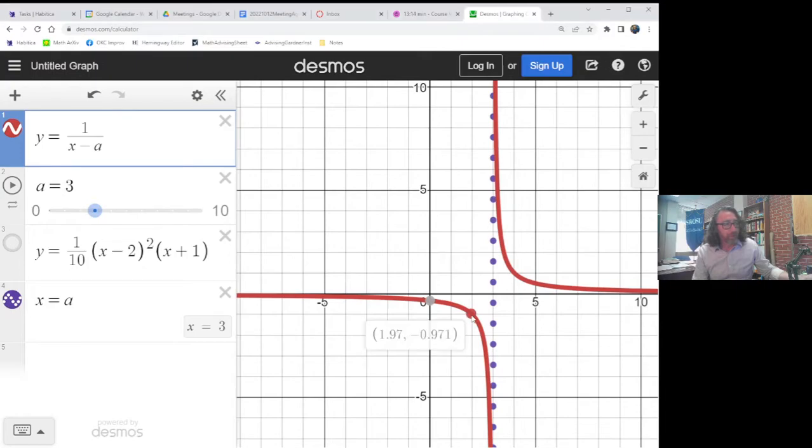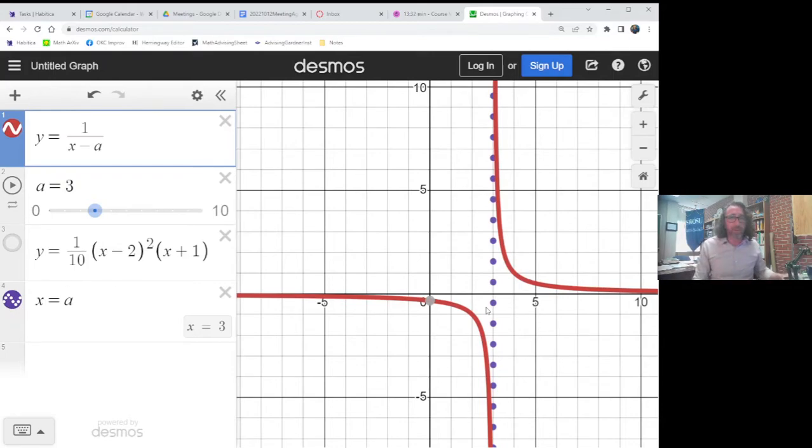So as x approaches 3 on this side, the y values become more and more and more negative, and they plunge down. Okay, so this is typical of the behavior that we will see at a vertical asymptote.